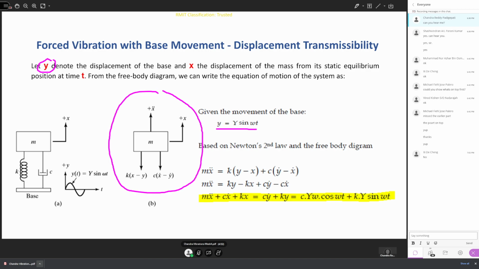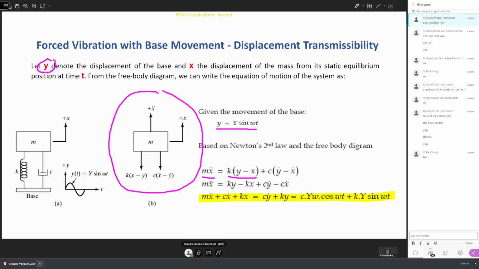Now we can apply Newton's law, then we can write the net force acting on the system. You can equate these two forces, okay? The forces are equal and opposite. So we can write m x double dot equal to negative of k into x minus y. Instead of negative k, we can write k into y minus x, okay? Similarly, c into x dot minus y dot with a negative, but we can write the same thing as plus c into y dot minus x dot.